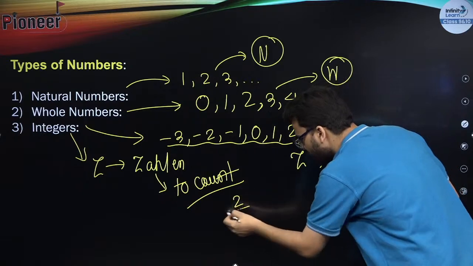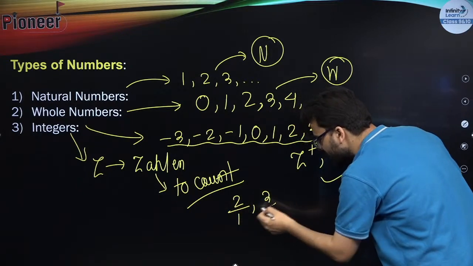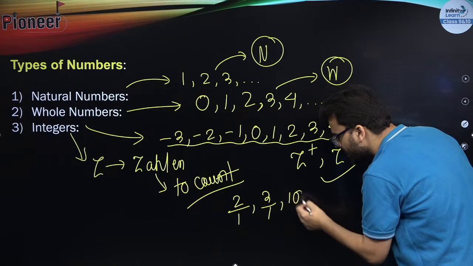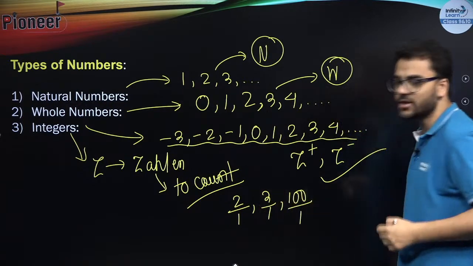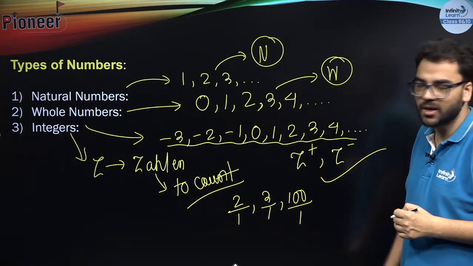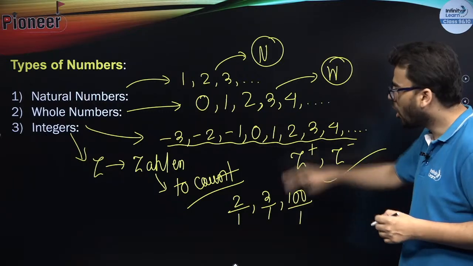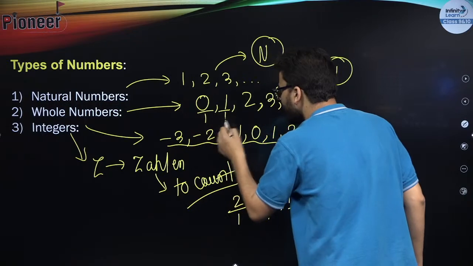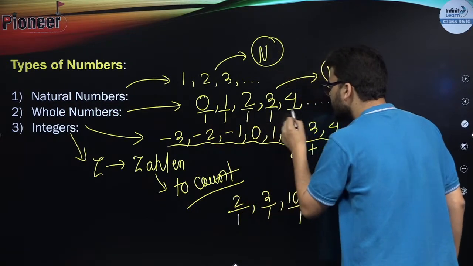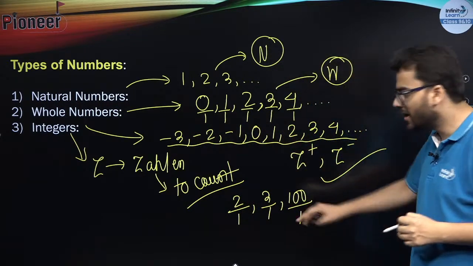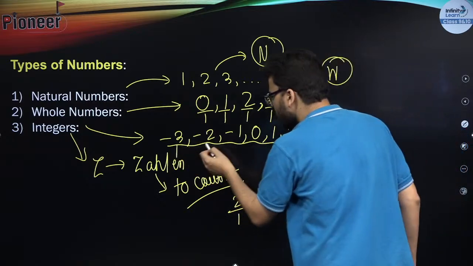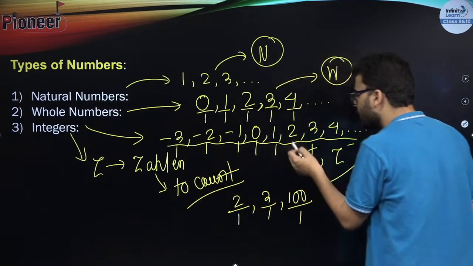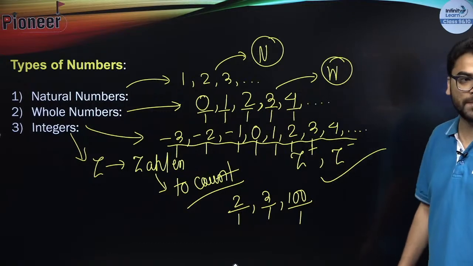For example, 2 can be written as 2 by 1, 3 can be written as 3 by 1, 100 can be written as 100 by 1. So every natural number is a type of rational number. All whole numbers are rational numbers because in all whole numbers you can write it divided by 1. So 0 is also a rational number. All integers are rational numbers because in all of them you can write divided by 1. I hope it is clear.